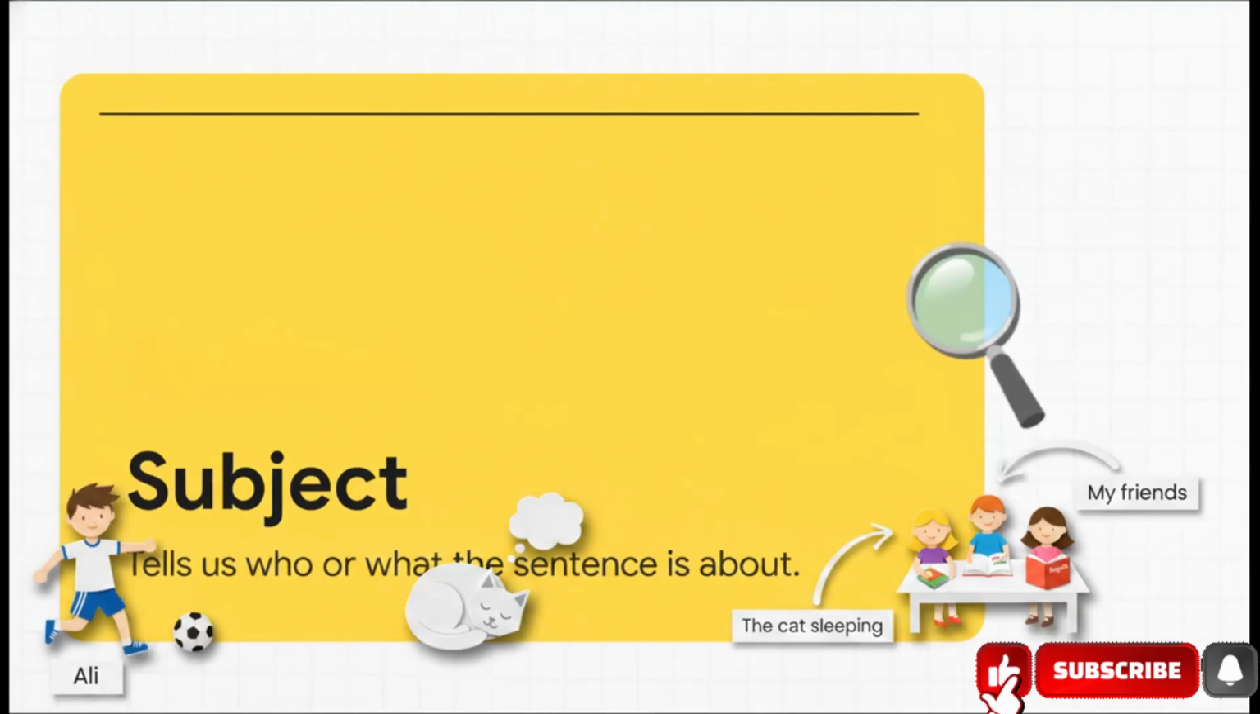The core concept here is actually super simple. The subject and the verb, they have to match perfectly. If they don't match, the team loses. To get this right, let's start with our star teammate, the subject. This basically tells us exactly who or what the sentence is all about. Take the sentence, Allie plays football. Allie is our subject. In the cat is sleeping, it's the cat. And in my friends study English, my friends are the ones driving the sentence forward.